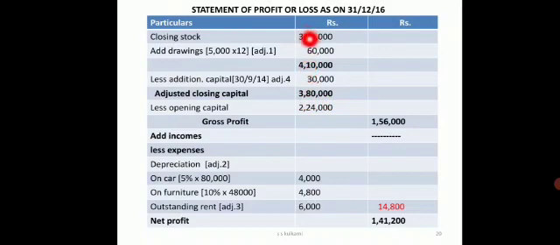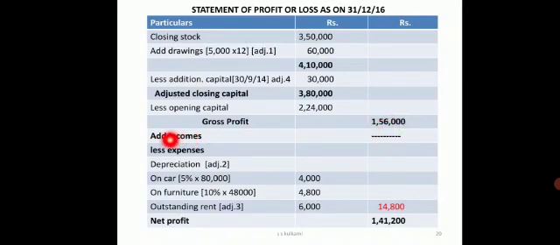So how is it calculated? Closing capital, then drawings should be added. I will get 4,10,000. Then I should deduct the additional fresh capital 30,000. So I will get my closing adjusted capital. Now from this closing adjusted capital, the opening capital, which is 2,24,000, is to be taken. So I will get a gross profit of 1,56,000. So the difference between adjusted closing capital and opening capital gives me the gross profit.